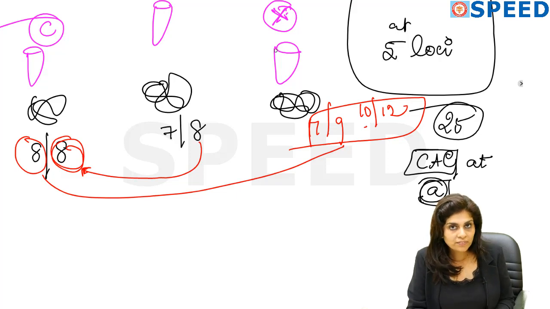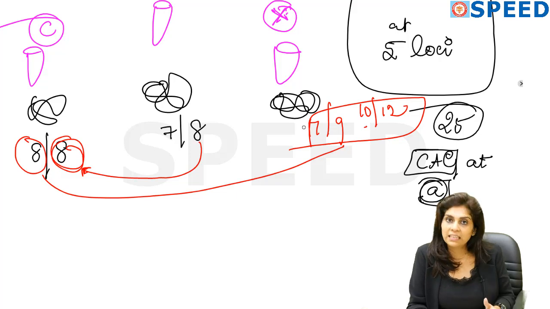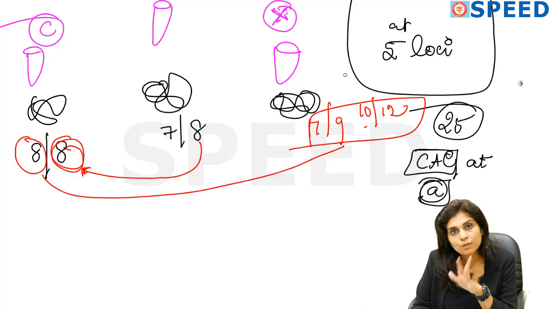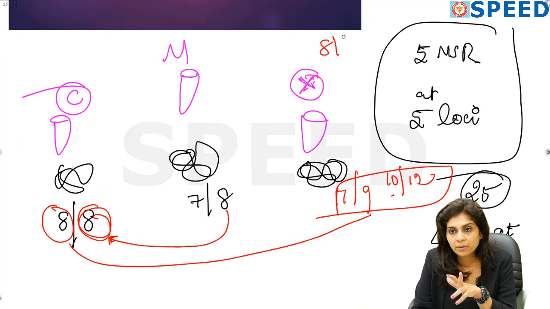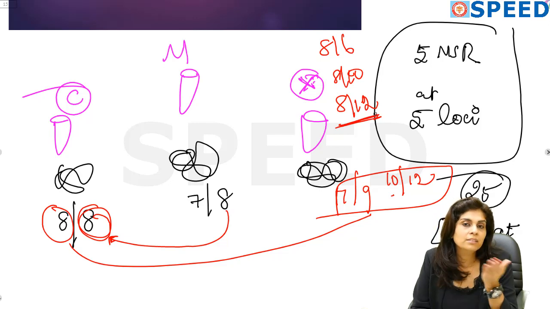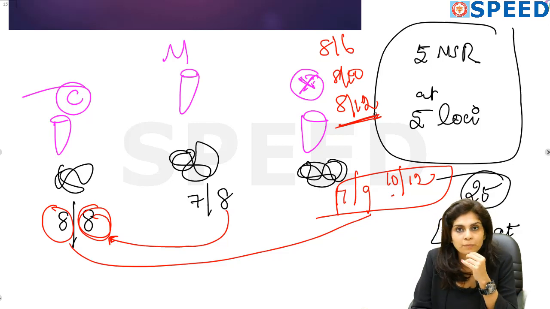As I told you previously as an example, if father's DNA shows something other than 8, like 7 bar 9 or 10 bar 12 or 15 bar 16, what will be the conclusion? No, this person cannot be the biological father of this child. Suppose father's DNA shows 8 bar 6 or 8 bar 10 or 8 bar 12. You will say, yes, there is a possibility that this person is the biological father of this child.